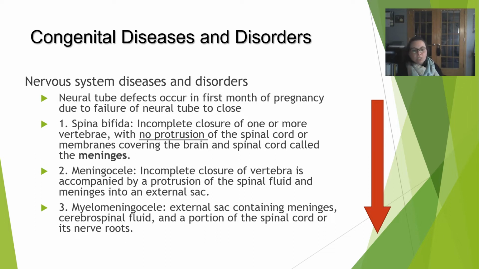The third condition is called myelomeningocele. Remember, myelo is that medical prefix clue regarding nerves, and then meningo relates to the meninges being affected. So the external sac in this condition contains meninges, spinal fluid, and a portion of the spinal cord or nerve roots. Following up with this window analogy, the window was left open, the curtains were blown out, and now the blinds are hanging out.